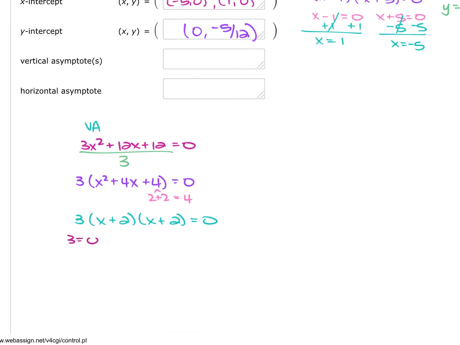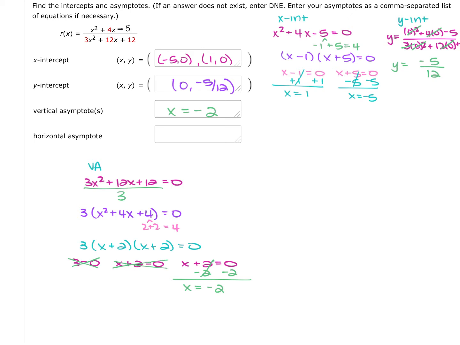So the 3 is equal to 0, the x plus 2 is equal to 0, and the x plus 2 is equal to 0. That 3 is not equal to 0, so cross it out, don't work with it. That x plus 2 is equal to 0, you see that twice, so if you want, you can cross one of them out and just work with the other one. So you're going to subtract the 2 from each side, and you get that x is equal to negative 2 for your vertical asymptote.